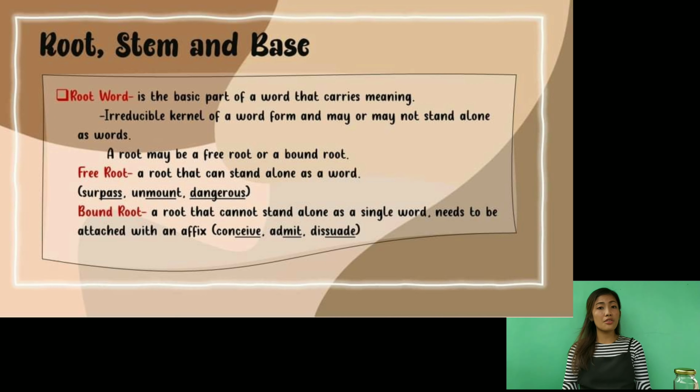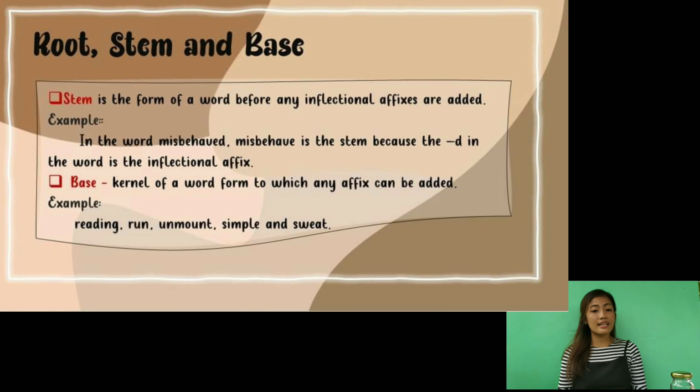So if we're going to think about it, there is no such word like ceive, mit, and suade, but it becomes a root word if you attach an affix to it. As you can see in the example, the ceive cannot stand alone as a word. So if you add a prefix such as the con, it becomes a root word and it means something already. Compared if you don't add an affix to it, it's meaningless. You can't understand it alone.